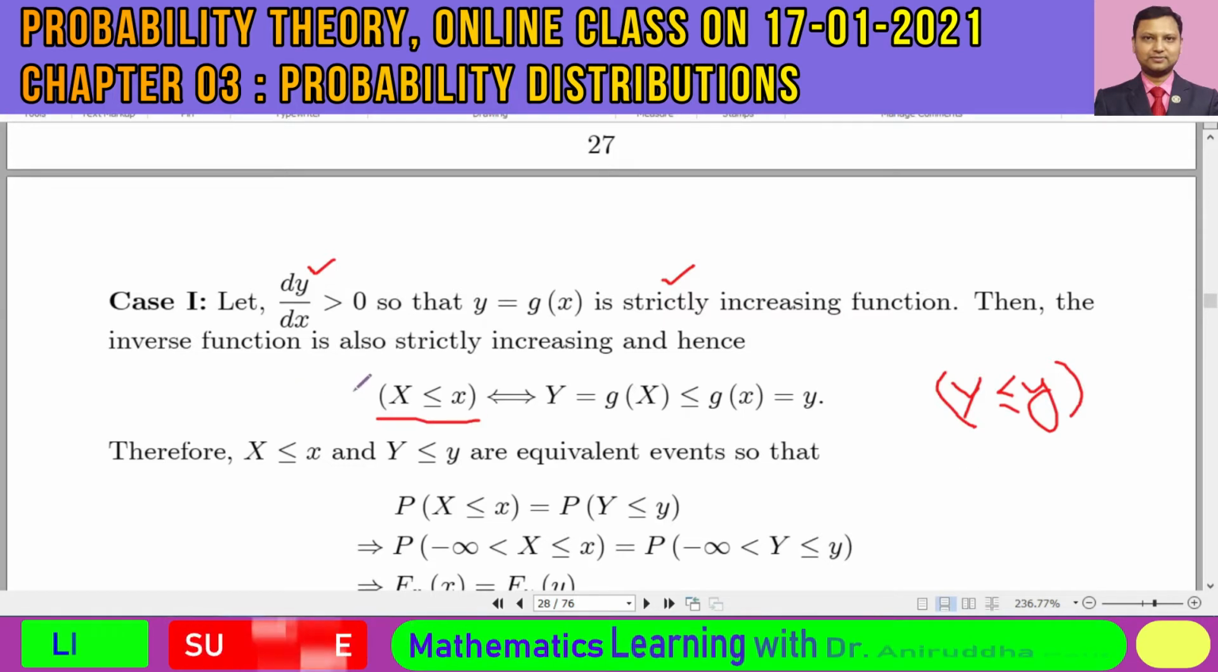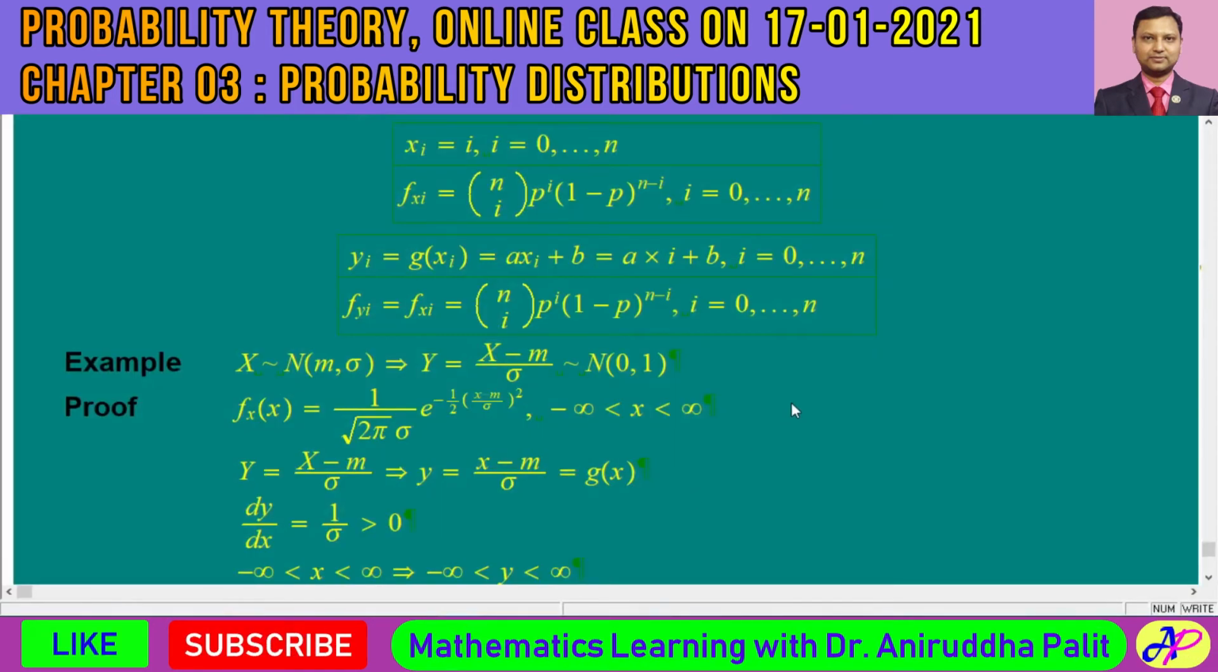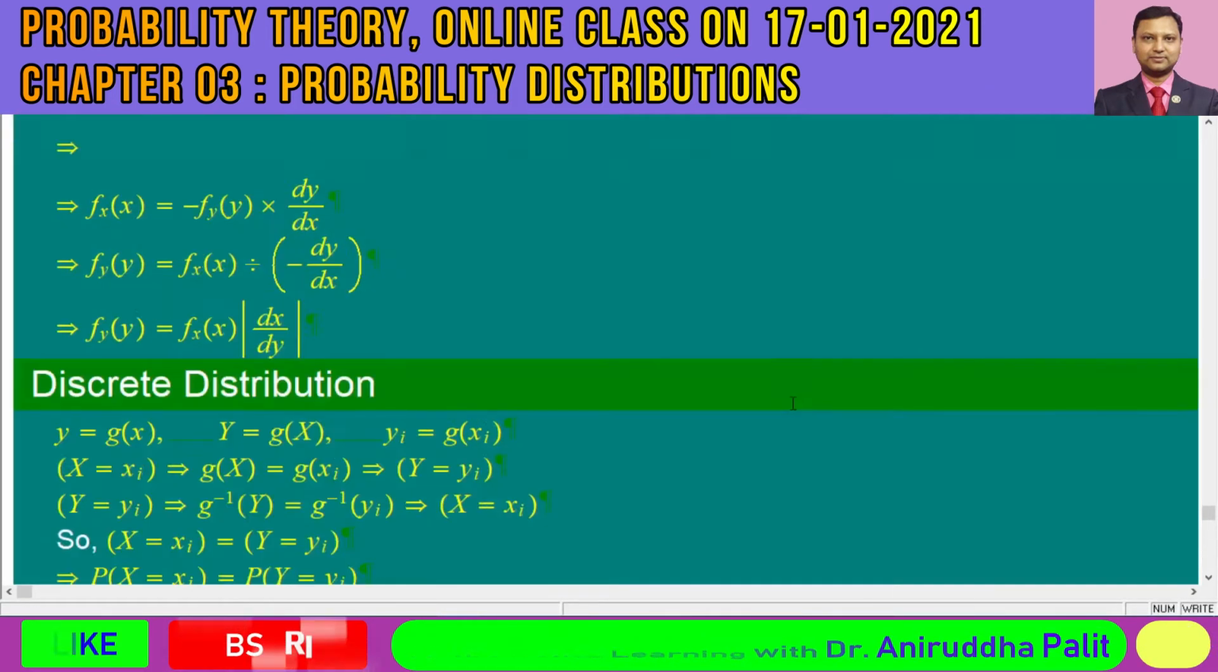That means from the first event we can prove the second event, and conversely from the second event we can prove that the first event is also true. Now, how to prove this result? Let me show this result from here.